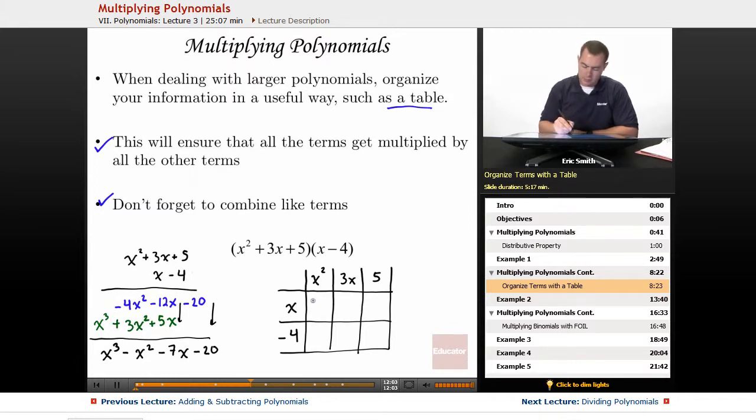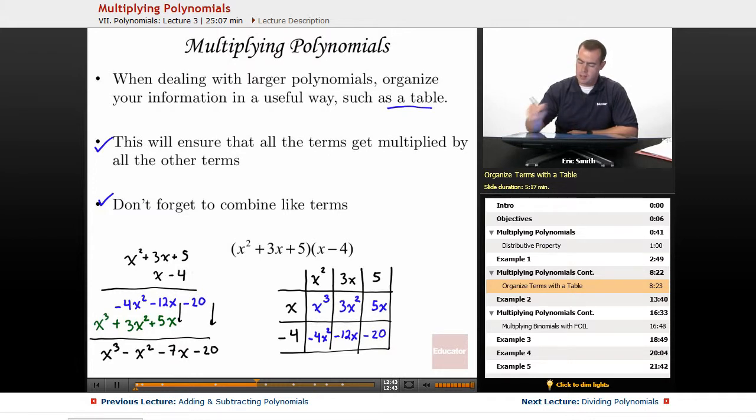So x times an x squared would be an x cubed. x times a 3x, 3x squared, and x times 5, 5x. Okay, looks pretty good. Now I'll take the next row and do the same thing. So negative 4 times x squared, negative 4x squared, negative 4 times 3x, minus 12x, and minus 4 times 5, minus 20. You get exactly the same terms you do using the other method, just a different way of looking at them.